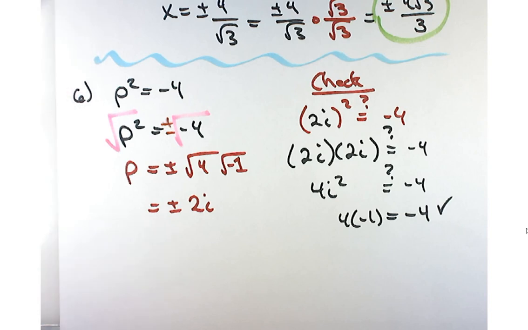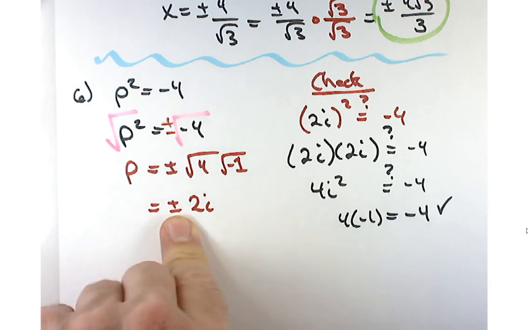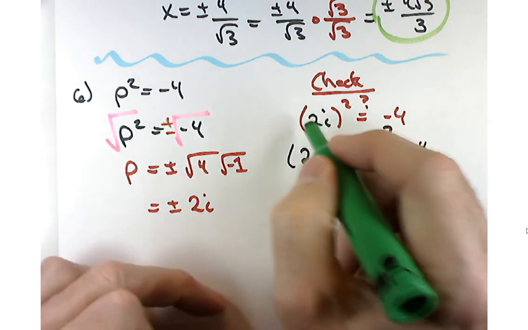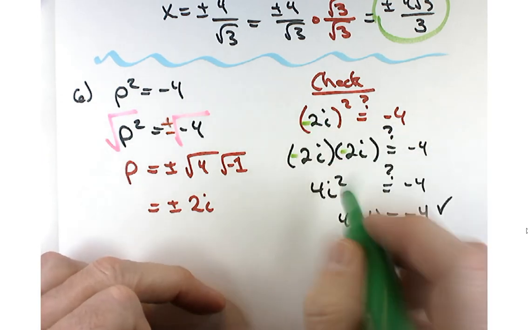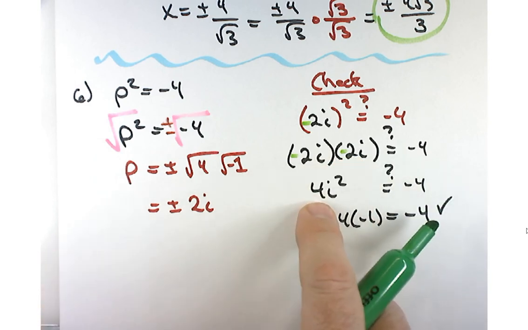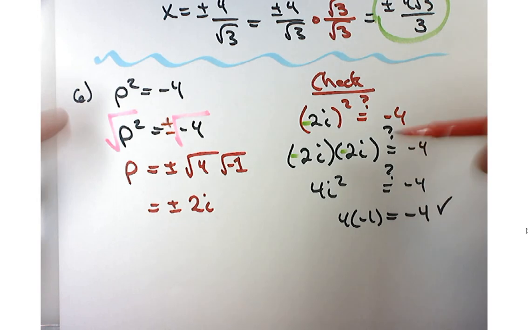So, wow. That works. What if I had negative 2i? Would that make a difference? Not really, because when you square negative 2i, what's negative 2 times negative 2? It's still positive 4. So both the positive and negative solutions would work in this case. So, wow, we got a nice little solution here.